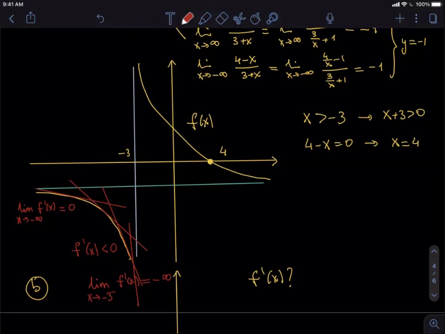Now, if I look at the right-hand side, here, how are these slopes?